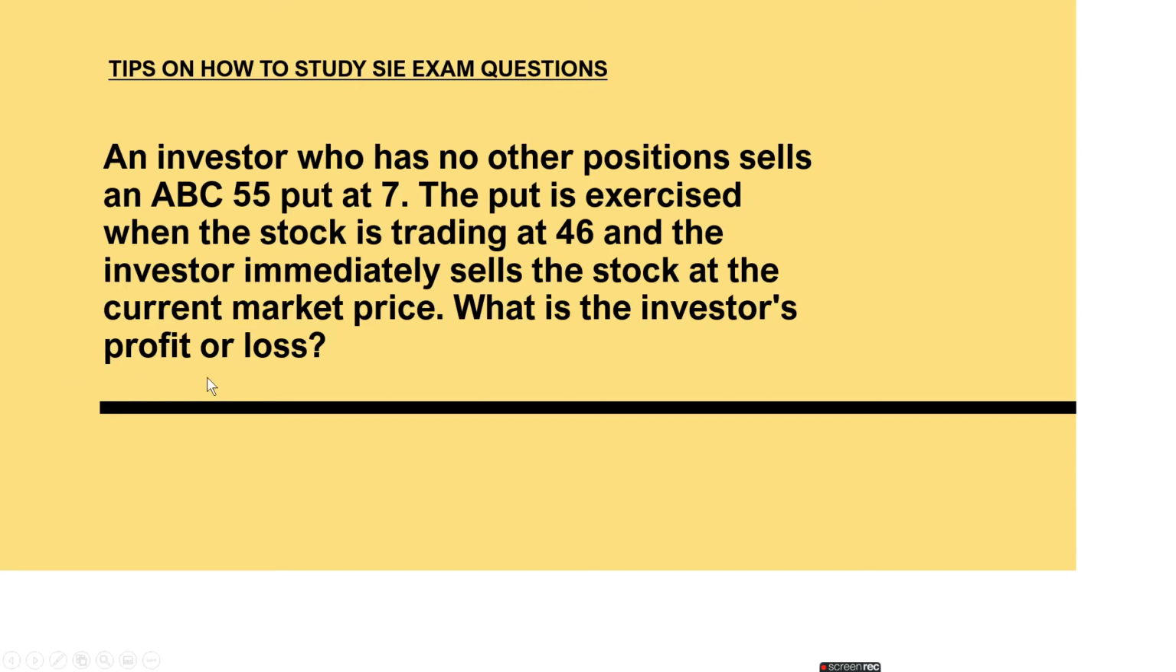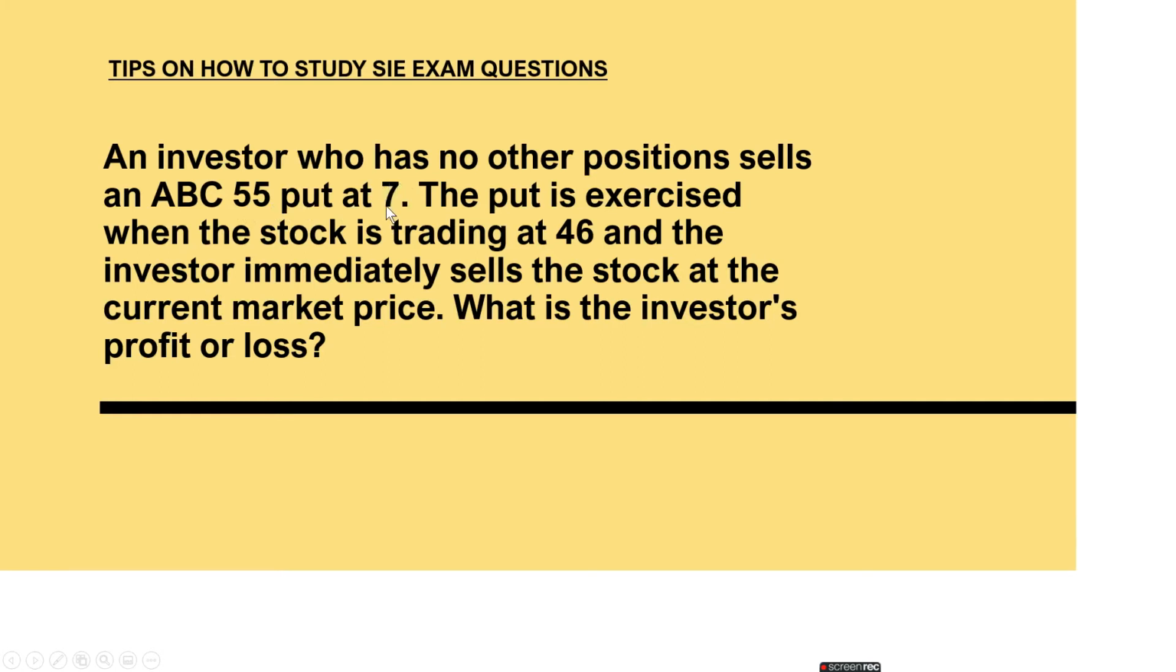Now, the classroom style of resolving this equation is this. I'm going to break this down. And again, this is another question that you have to reinterpret. So the investor who has no other position sells an ABC 55 put at 7. So this part here, the 55, is not related to the contract value or the cost of the contract.